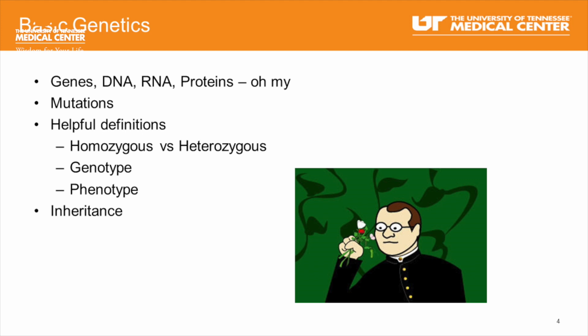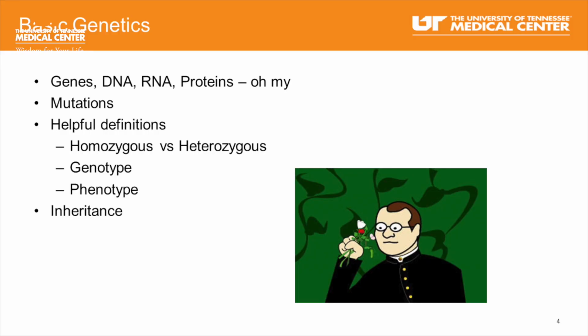Homozygous individuals have a copy of the same gene or the same mutation on each allele, whereas heterozygous individuals will have a normal allele and then a mutant allele. So they differ between the two alleles. Our genotype is our genetic constitution, so that's what our genes are.